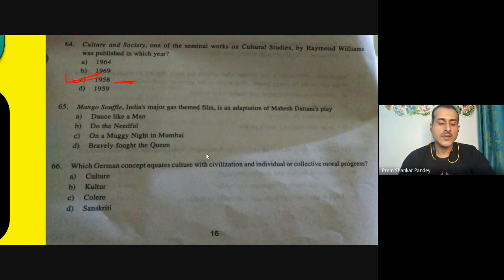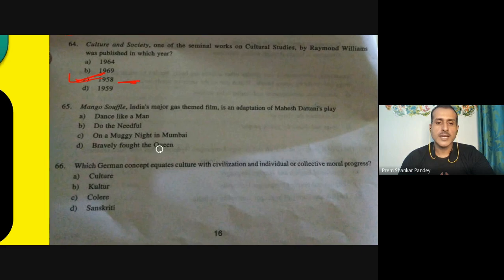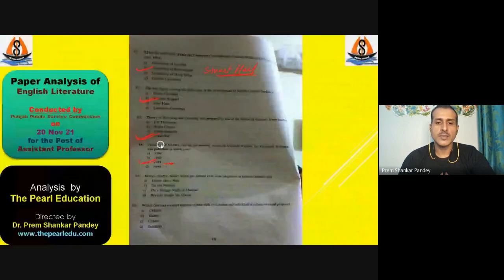Mahesh Dattani was the scriptwriter of this film, Mango Soufflé. The script was written by Mahesh Dattani. And the right answer is On a Muggy Night in Mumbai. On a Muggy Night in Mumbai, C is the right answer.